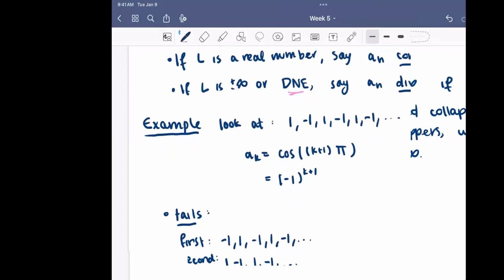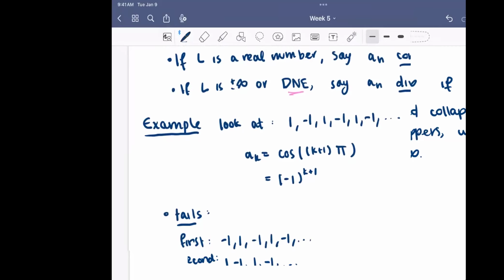Do you have a question? Is there ever a zeroth tail, like just the initial sequence, or would you not do that? Yeah, you could say that that's like the 0th tail.